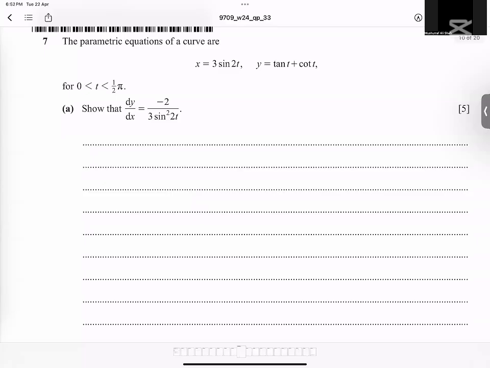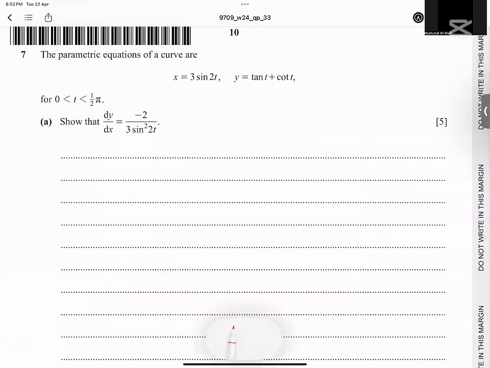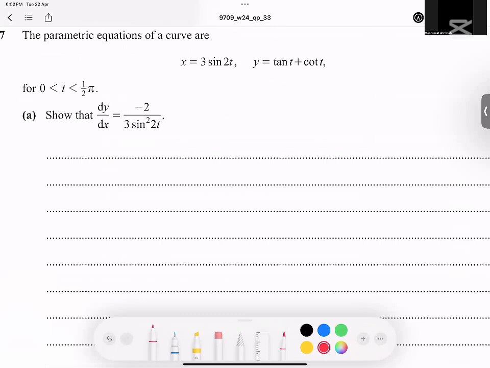Question number 7, the parametric equations of a curve are given here. You can see, students, the parametric equations. And he is asking to show this connection. Keep this range in mind, maybe not helpful here, but maybe in the next part this range will matter. So x is equal to 3 sine 2t and y is equal to tan t plus cot t.